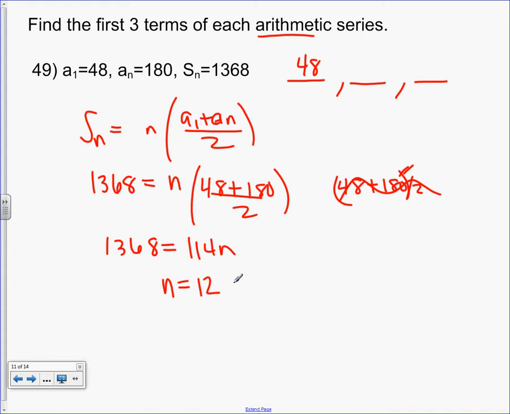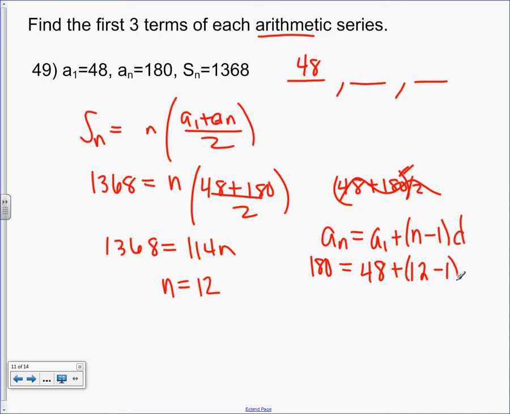Or it seems like it didn't, but it did. Whenever you get stuck, you go back to the first formula, pretty much. So A sub n equals A sub 1 plus n minus 1 times d. Well, looky there. I have everything except for d. Isn't that what I was kind of hoping to find, right? The common difference. So A sub n is still 180. A sub 1 is the 48. We just found n to be 12. So we're going to solve for d, the common difference.